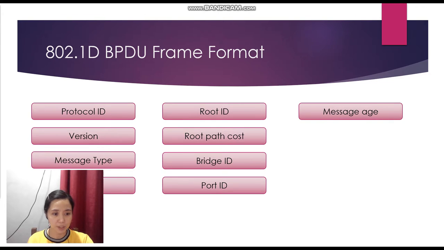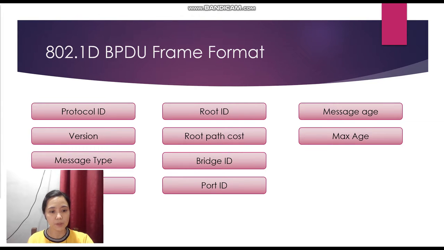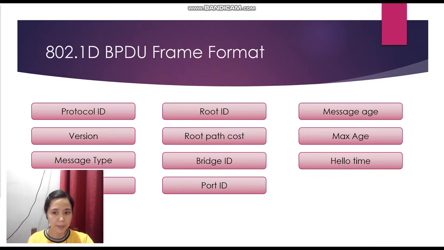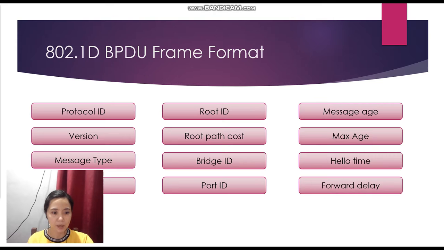The message age is the amount of time since the root bridge sent the configuration message. And then the max age is when the current configuration message will be deleted. And then the hello time is the time between the root bridge messages, and the forward delay is the time the bridges should wait before going to a new state.